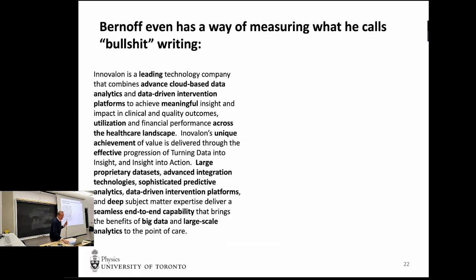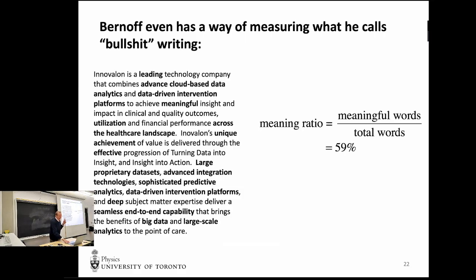Okay, so he actually goes and says, look for everything which is a meaningless or content-free word. These are the ones that he highlights in bold. Then he says, take all the meaningful words and divide by the total number of words. In this case, about 60% of the words are meaningful. The other 40% are bullshit. That's his argument.